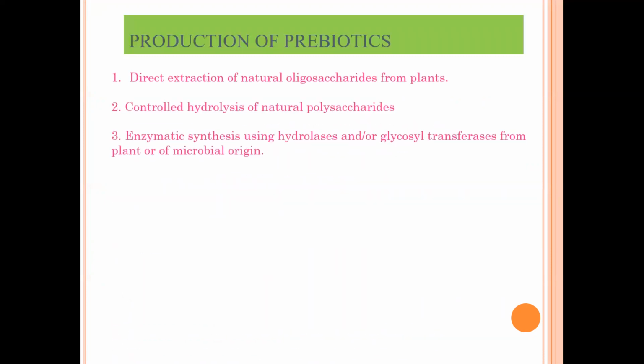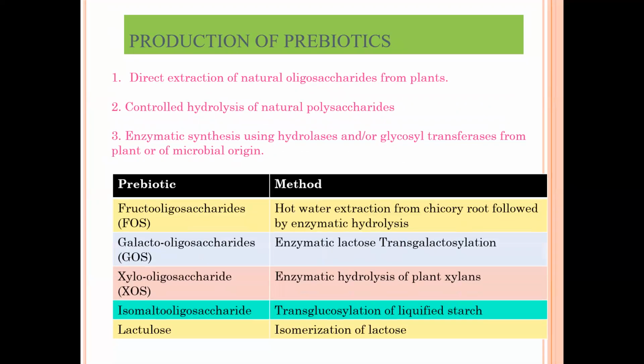Now, the production of prebiotics can be done through direct extraction of natural oligosaccharides from plants, or by controlled hydrolysis of natural polysaccharides, or through enzymatic synthesis using hydrolysis and/or glycosyl transferases from plant or microbial origin. So there are different methods.